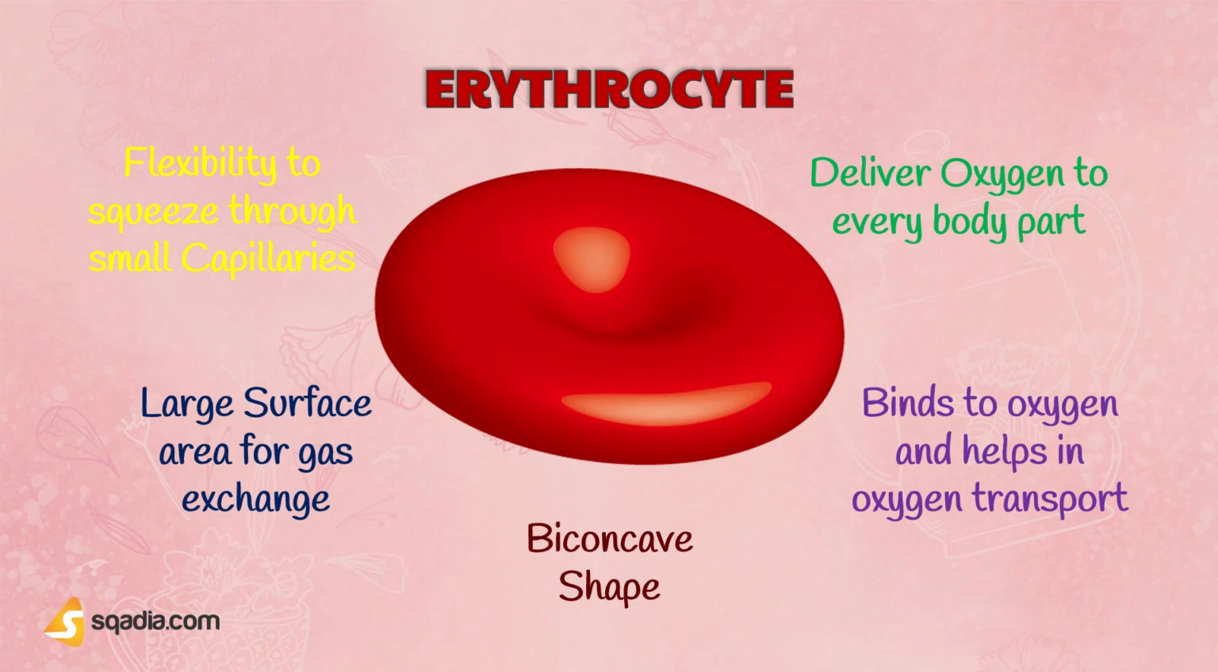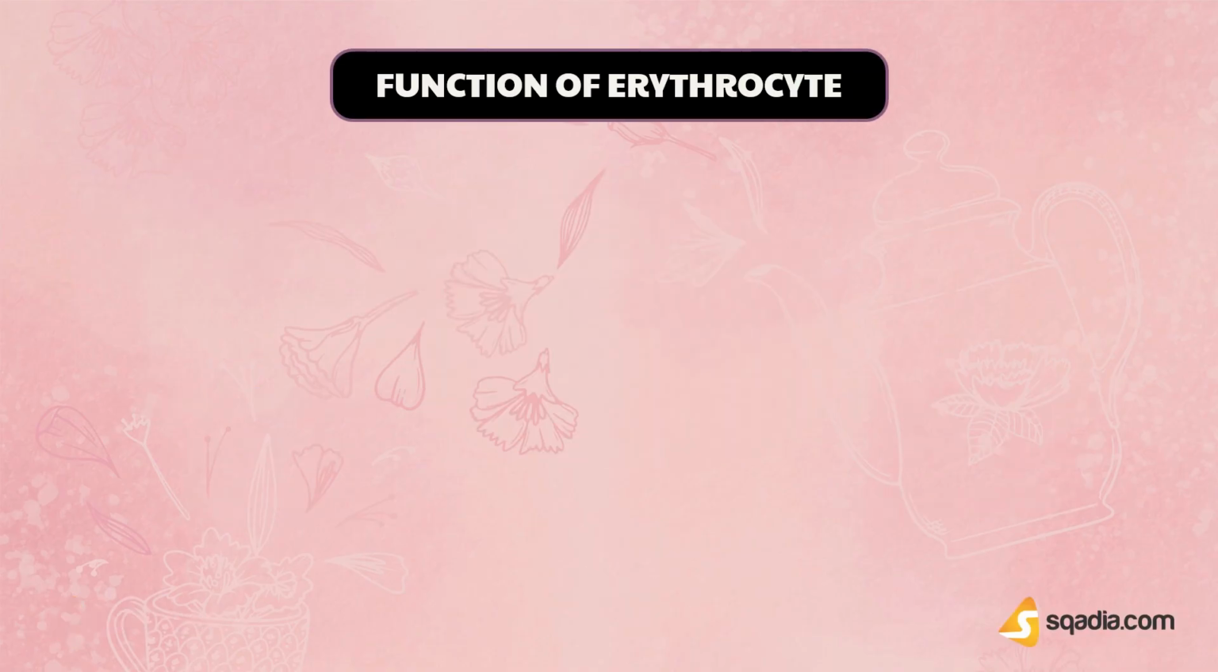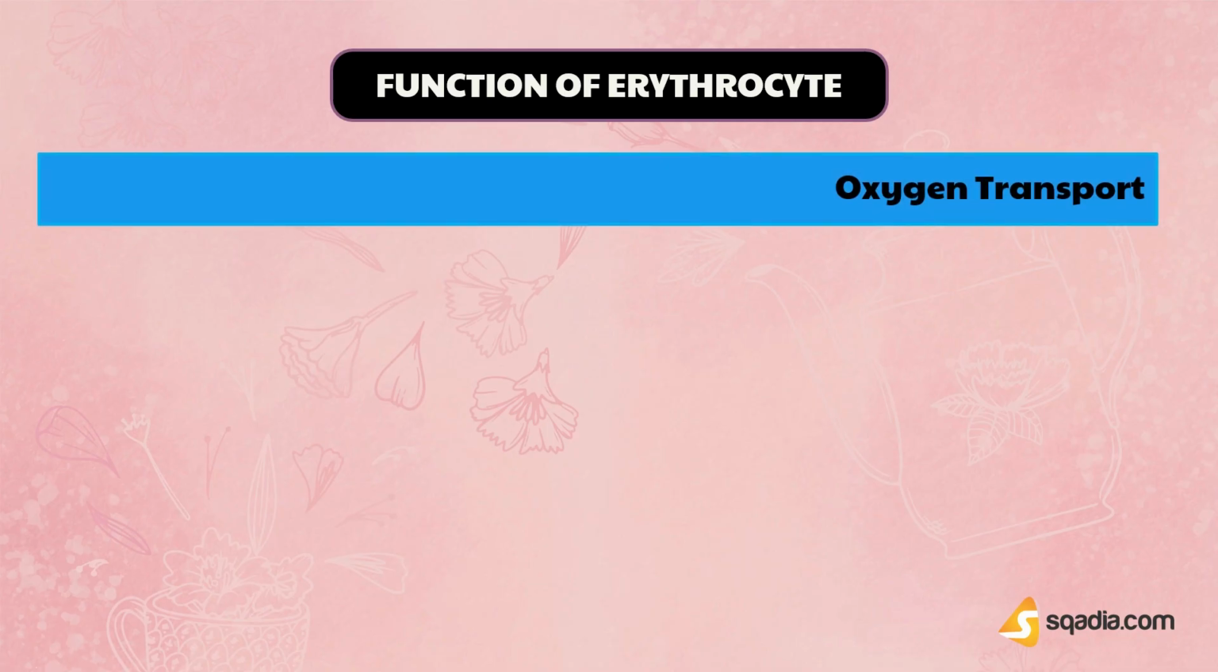Erythrocytes, or red blood cells, perform several crucial functions in the body. Some main functions of erythrocytes will be discussed here. The first and most important function of erythrocytes is oxygen transport. You can say that the primary role of erythrocytes is to transport oxygen from the lungs to the body's tissues.